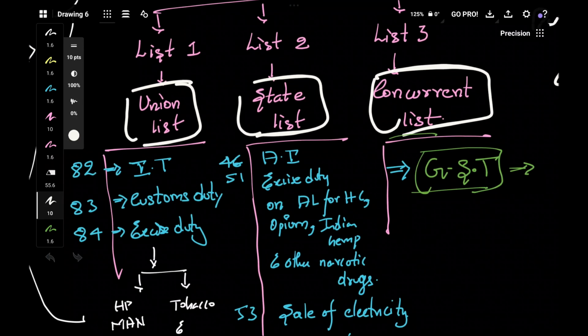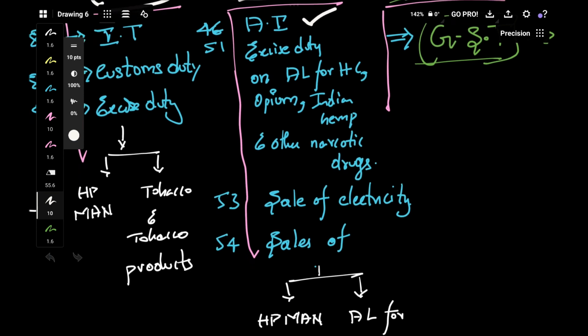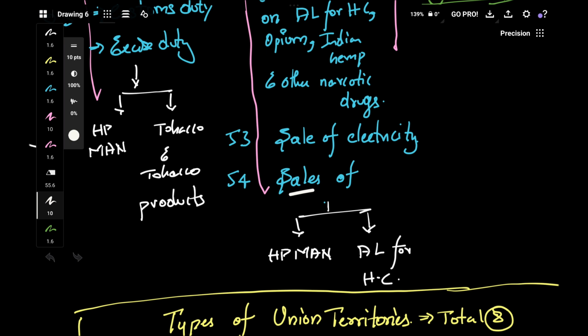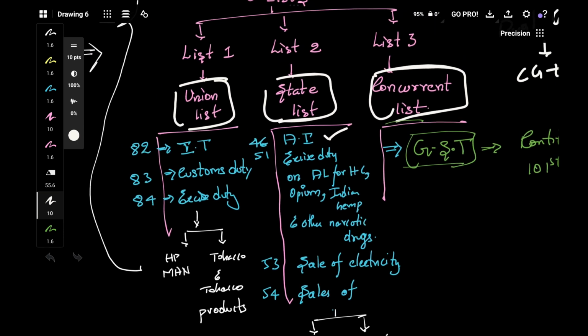And in the state list there is agriculture income. On agriculture income the state has power to levy tax. And entry number 51 is excise duty, that is excise duty on alcoholic liquor, opium, Indian hemp, narcotic drugs. On this the state government has power to levy tax. And there is also sale of electricity, on this also the state government has power. And there is also sale of the 5 petroleum products and alcoholic liquor. Excise duty is on the manufacturer, and this is on sale, so there is a difference between both. On all of them the state government has power to levy tax.